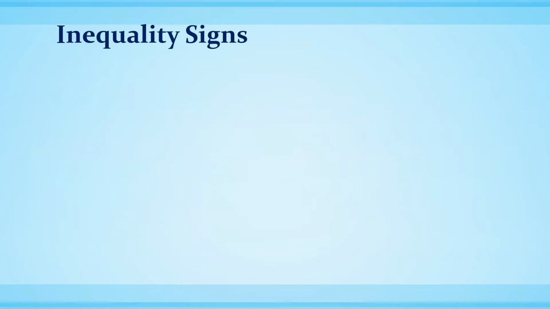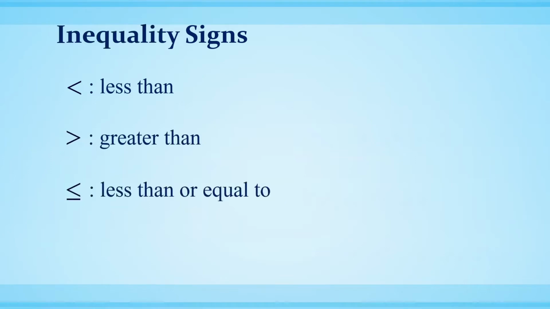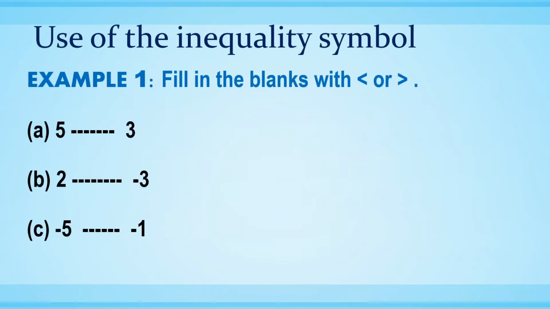Now we have a quick recap on the different inequality signs. So the first symbol represents less than. Second one is greater than. This symbol represents less than or equal to. And the last one represents greater than or equal to. Now, let us see how we can use the inequality symbol. The first example, fill in the blanks with less than or greater than. So we have 3 parts.